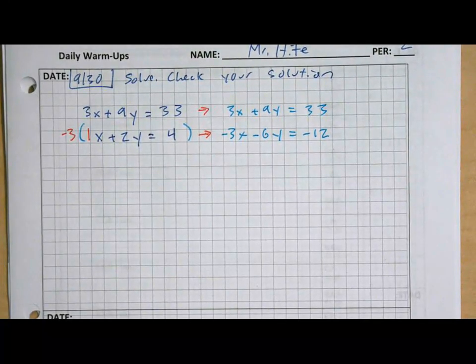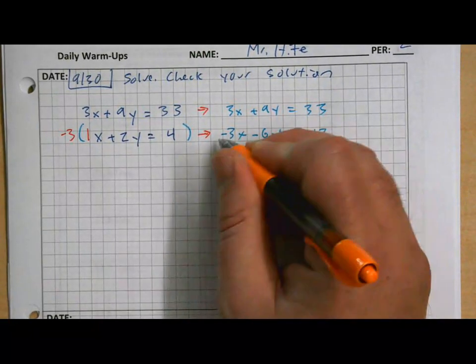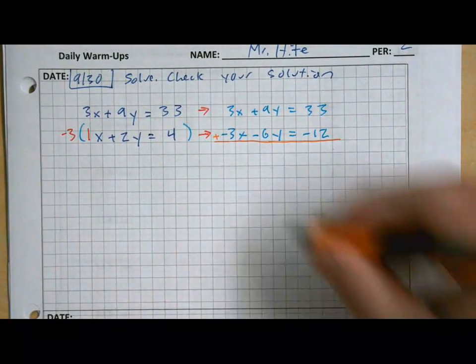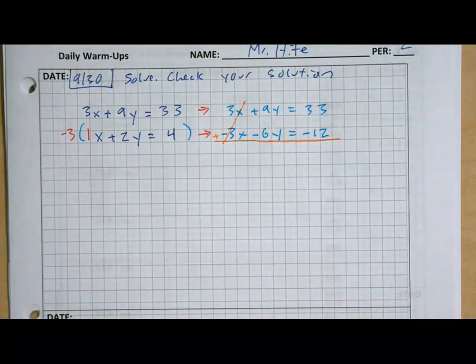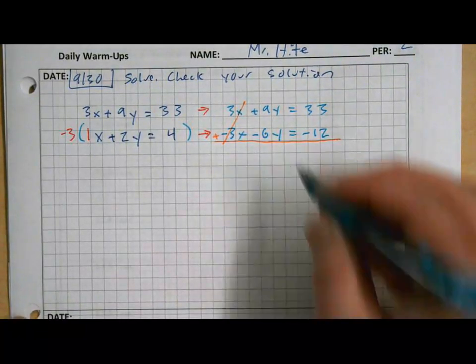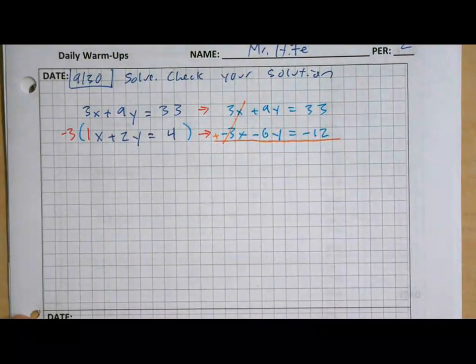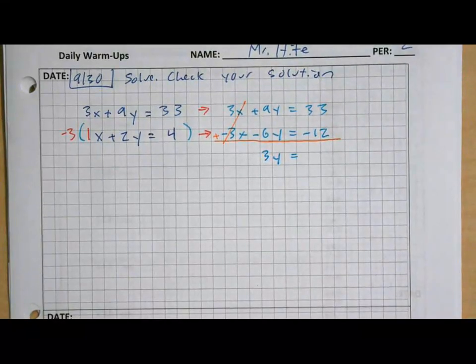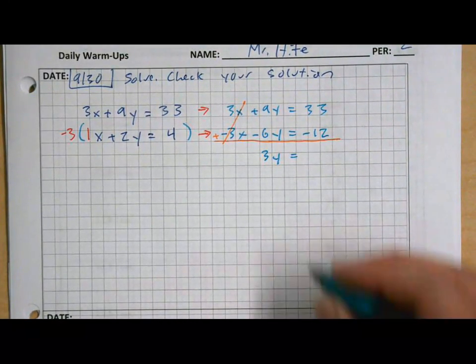And then when we go to add these equations together now, which would be our next step, the x's should eliminate. When you add a 3x and a negative 3x, those are going to cancel each other out. And you're going to have an equation that just has y's in it. So this one's going to end up being, what is that? 9 plus negative 6 would be 3y equals, and 33 plus negative 12 would be 21.